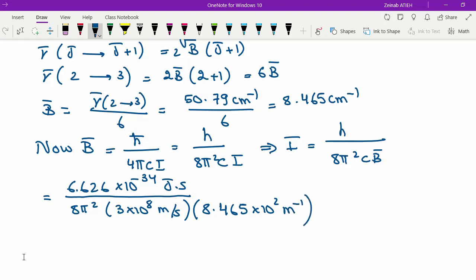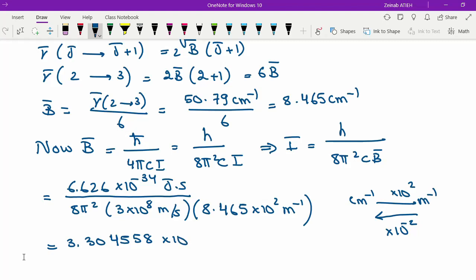So remember that if I want to change from centimeter minus 1 to meter minus 1, I have to multiply by 10 to the power 2. And in the opposite sense, from meter minus 1 to centimeter minus 1, I have to multiply by 10 to the power minus 2. The answer is 3.304558 times 10 to the power minus 47 kilogram meter squared. This is the moment of inertia of the molecule.